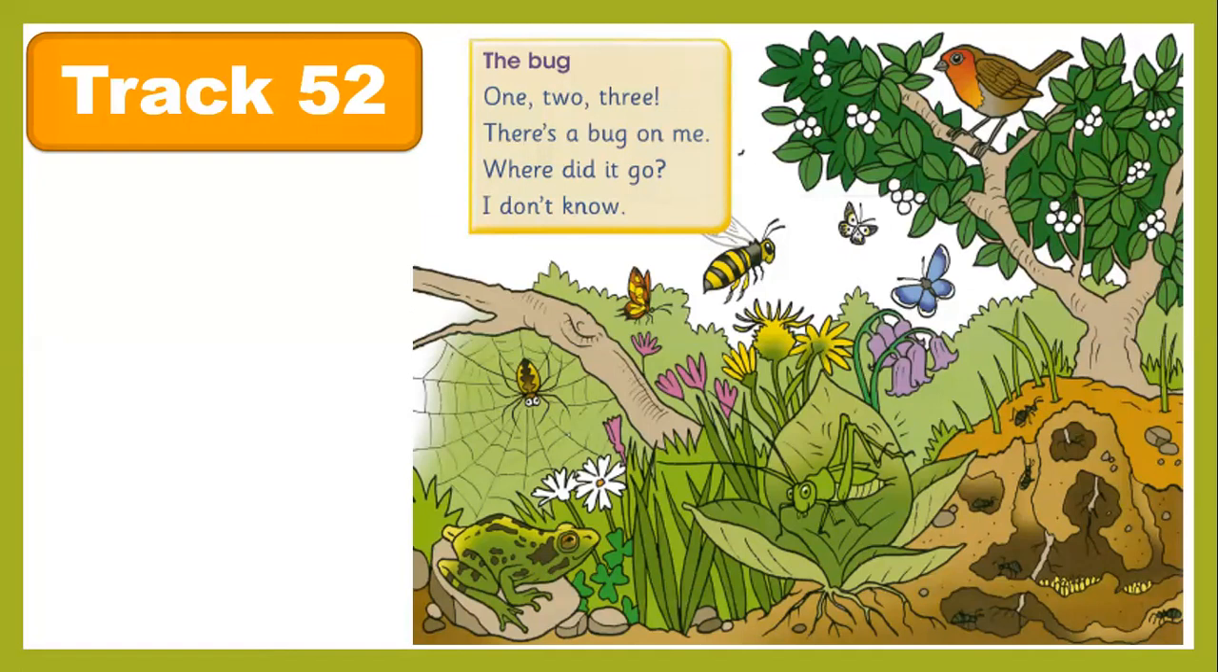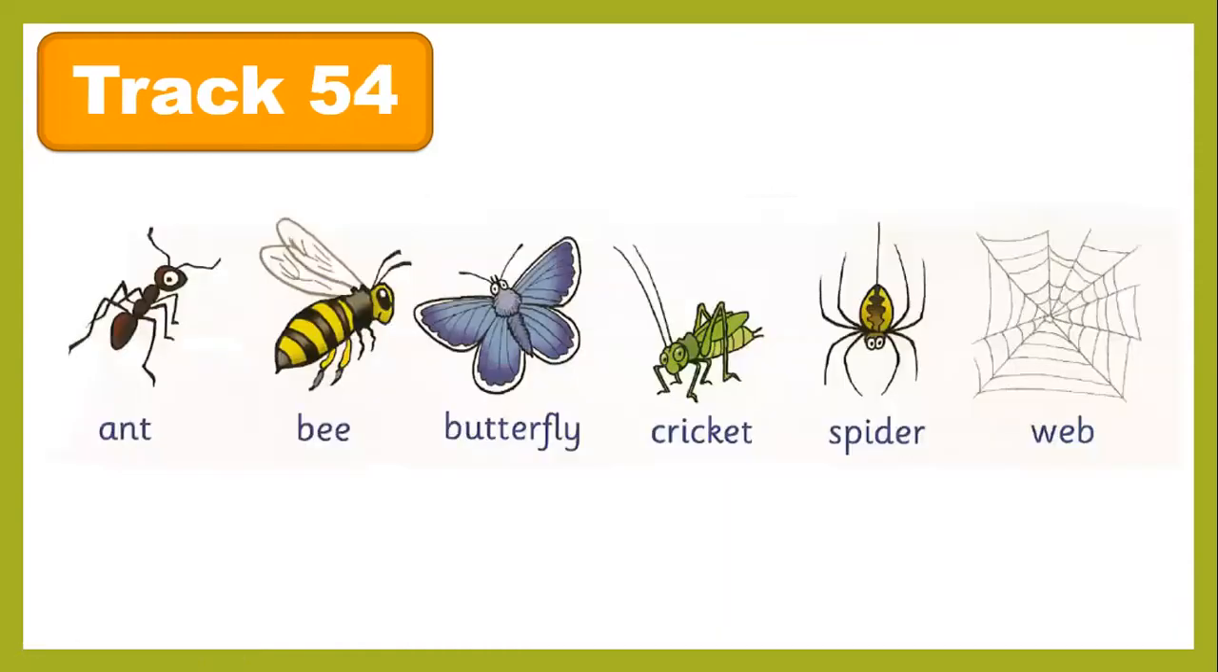Okay, so this was a short poem about the bug. 1, 2, 3. There is a bug on me. Where did it go? I don't know. Okay? So this is the short poem. You have to read them well.